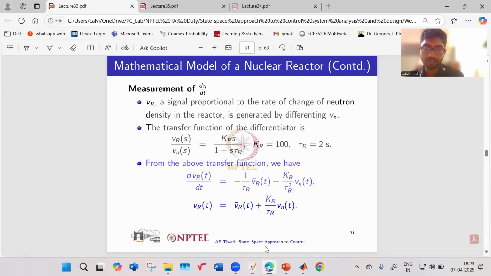Okay, this is the Vr of t. So now Vr is a signal proportional to the rate of change of neutron density in the reactor, and it is generated by differentiating Vn. That is true. Plus, we will add a filter, because you cannot actually implement a practical derivative without a filter, which would otherwise amplify the noise.